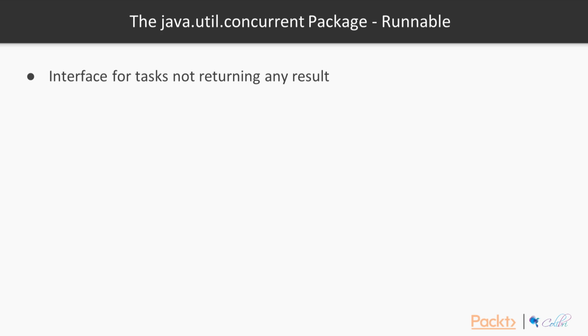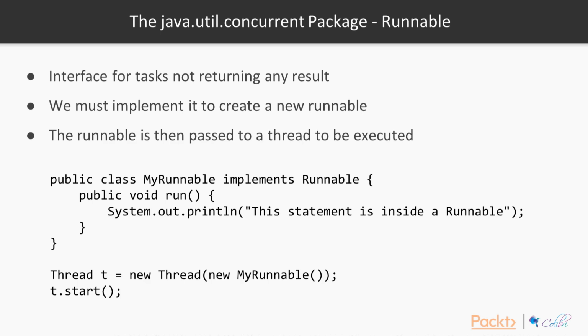Starting with the Runnable interface. As mentioned on the previous slide, it represents a task which is not meant to return any result. To create a new Runnable instance, we have to implement this interface, and as you can see in the code snippet below, the code required to do this is fairly simple. What this block of code does is declare a new class, MyRunnable, which implements Runnable and therefore has to implement the run method. Then we create a new thread with our class and start it.